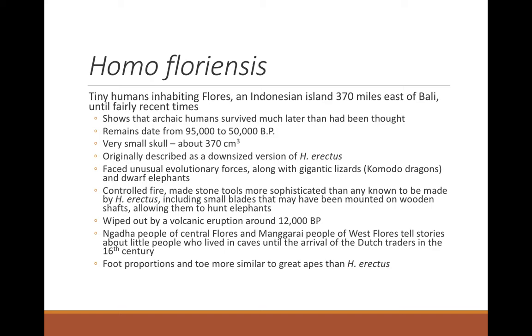A downsized, diminutive, dwarfed version of Homo erectus. They faced unusual evolutionary forces. When we look at what happens to mammals versus reptiles on islands, we find that mammals are often dwarfed. So, for example, on the island of Flores, they also had dwarf elephants, whereas reptiles get really large. And so on the island of Flores, they have Komodo dragons. So perhaps these hominins maintained this diminutive stature so that they could hide from these incredibly gigantic lizards.